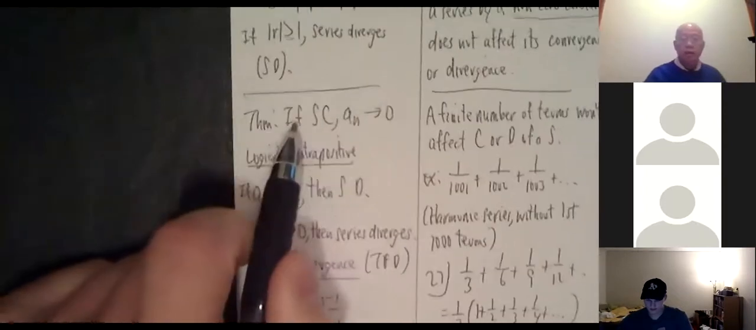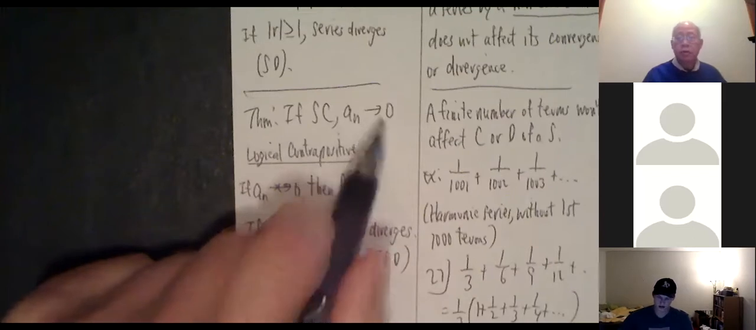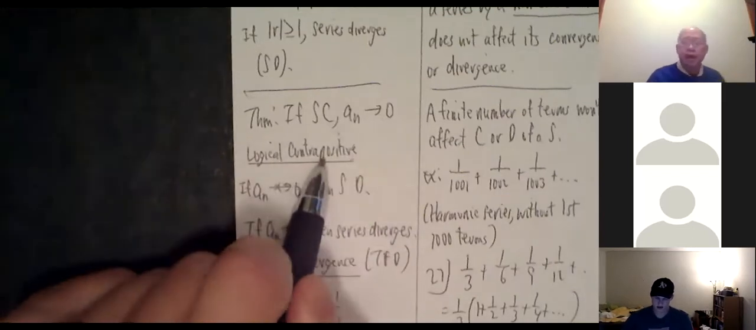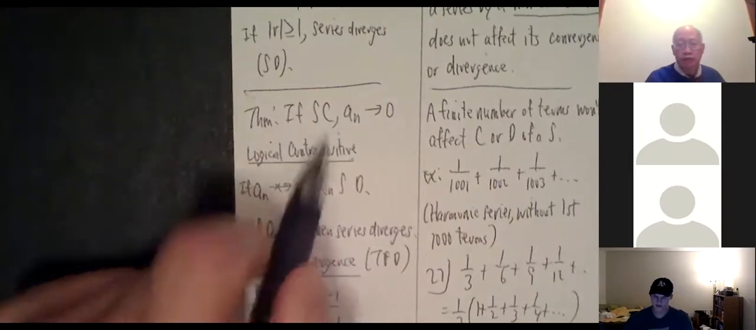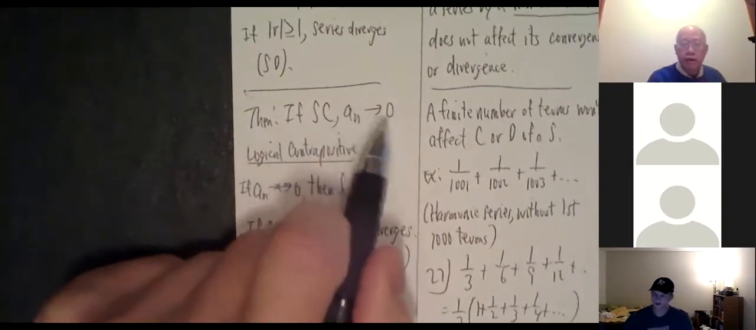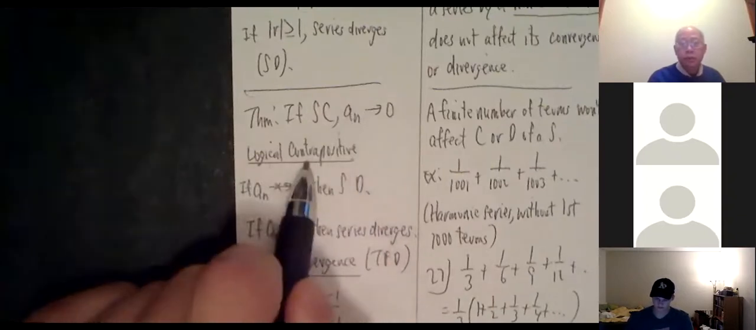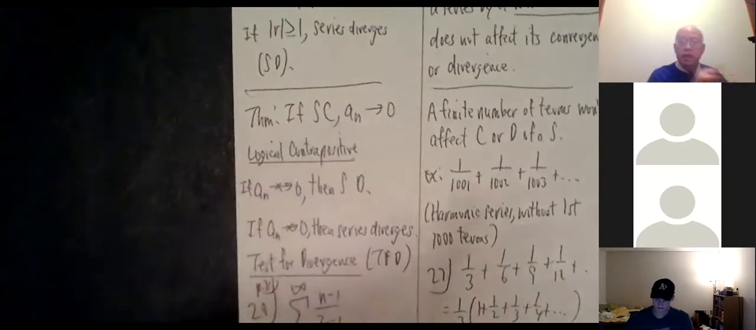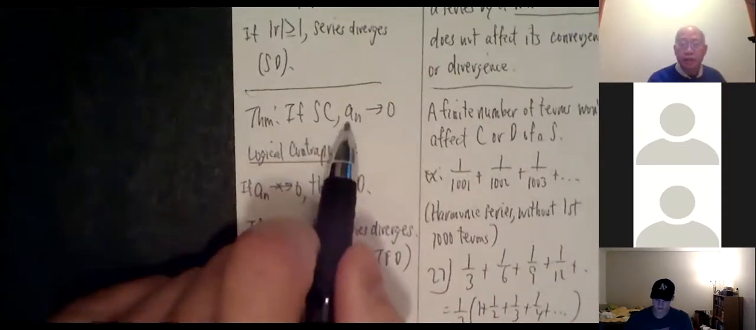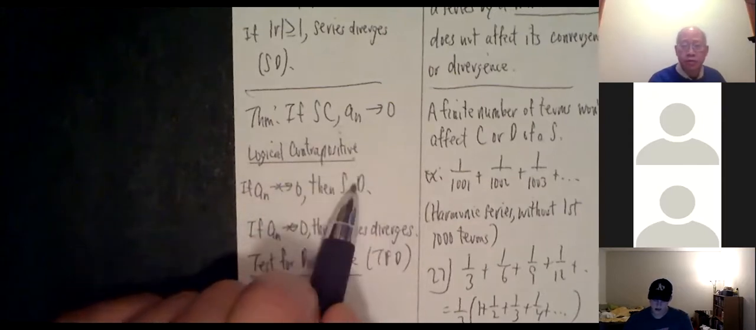Okay, if the series converges, A sub n approaches 0. Okay, the logical contrapositive. That's a logic term. What is contrapositive? You turn these two around and say not. The logical contrapositive is always equivalent to the original statement. So if I change around the if and then and put not, it would say: if A sub n does not approach 0, then the series diverges.